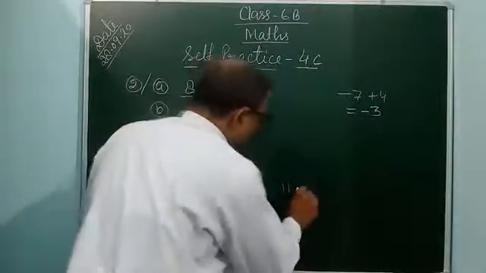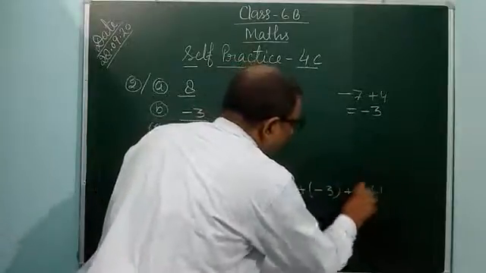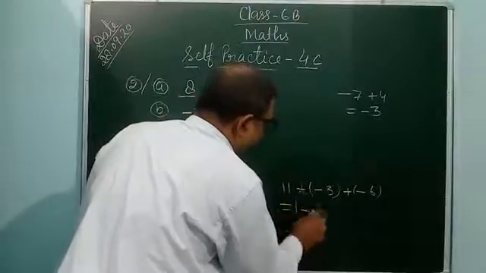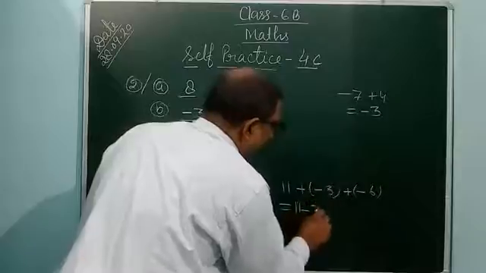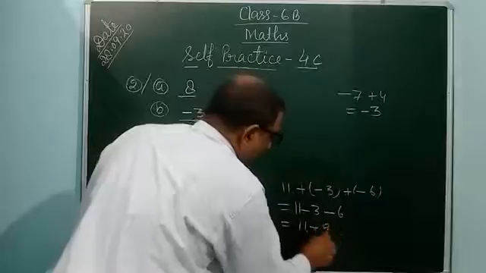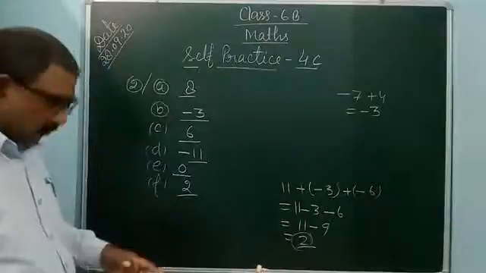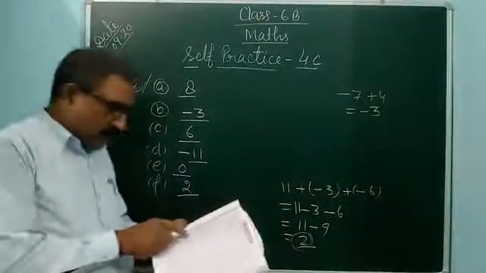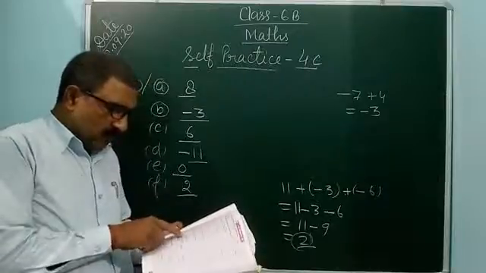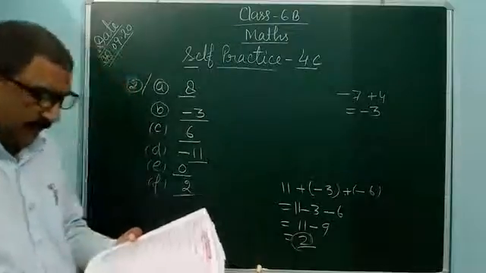11 plus minus 3 plus minus 6. Like that. So 11 plus minus 3 and minus 6. So 11 minus 3 minus 6 is minus 9. 11 minus 9 is 2. So like that, the result will come 2. At last, 0 to 1, 1 to 2. You can see this gap from 8 to the left side, minus 6.